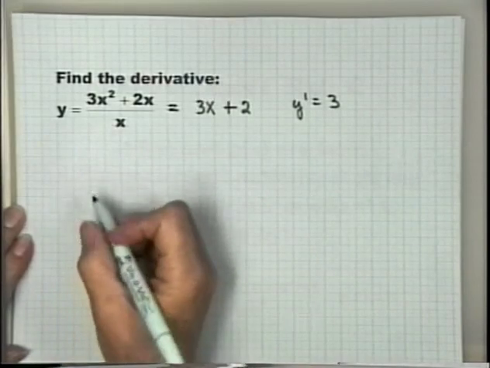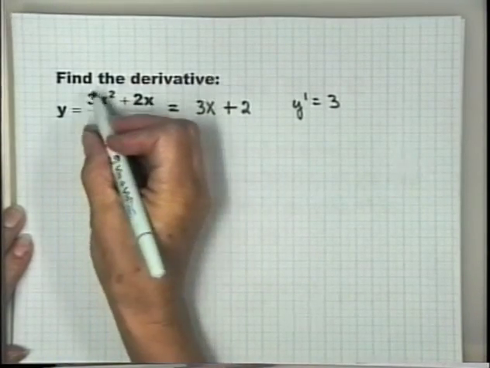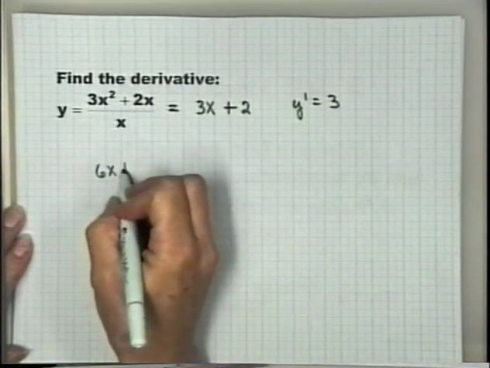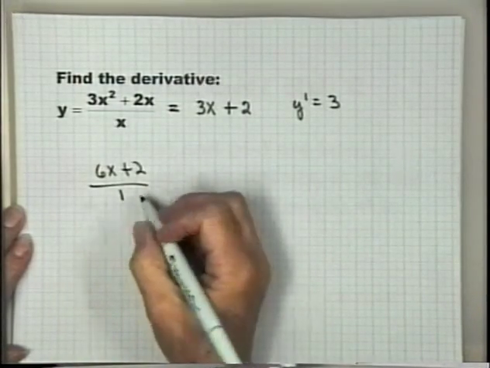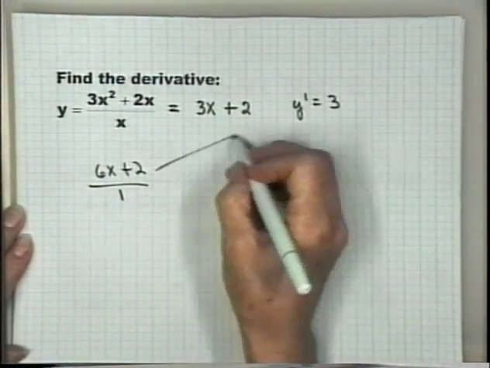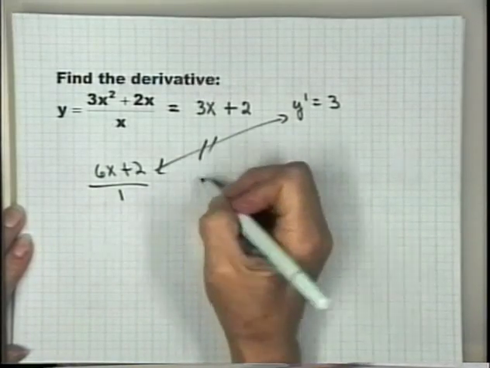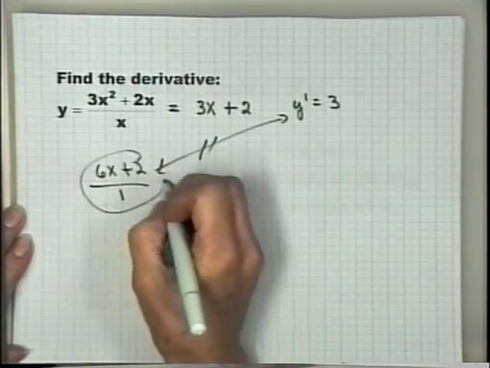Here's what students always want to do. They want to look up here and take the derivative, which would be 6x plus 2, and then look down here and take the derivative and get 1. But does this equal this? Those are not equal, are they? So you can't do that.